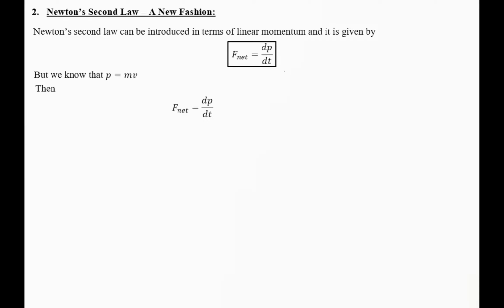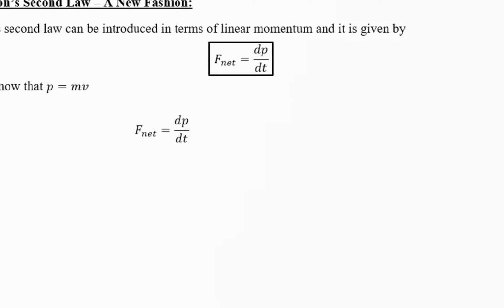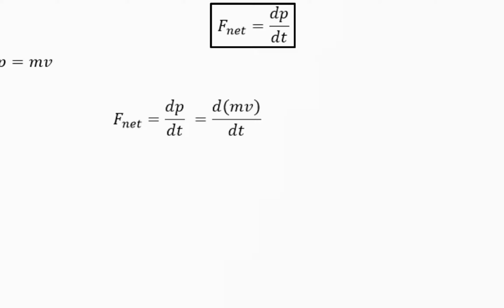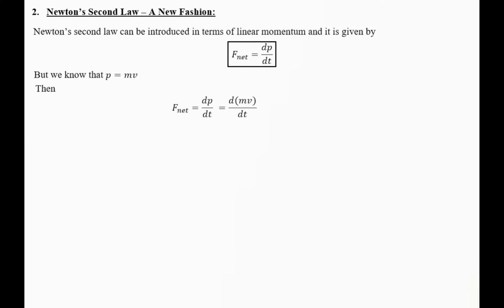So here we have defined F net to be dp by dt, and we're claiming that this is Newton's second law. Then what's the connection between this definition and the definition that we have used previously? Now if F net is dp by dt and the linear momentum is given by mv, then we can replace p by mv, and in this case this is the derivative of m multiplied by v, so it would be the derivative of the first multiplied by the second plus the derivative of the second multiplied by the first.